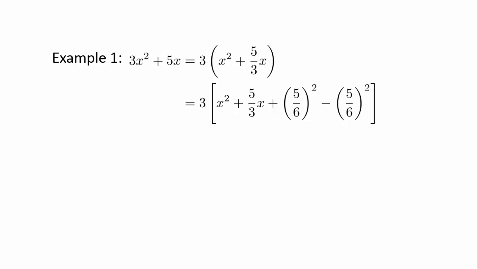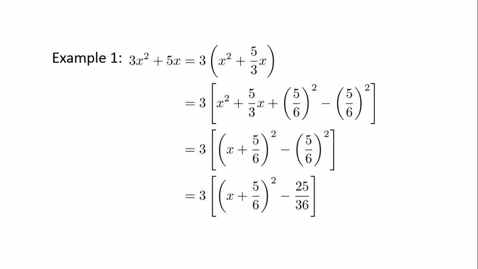Now the first 3 terms form the area of a huge square, and we can write it in the perfect square form in terms of the side squared. The side of the huge square is going to be x plus 5 over 6. Now we get x plus 5 over 6 squared minus 5 over 6 squared inside the bracket. It's almost done. The only thing we need to do is reduce it to the simplest form possible, so we square 5 over 6 to get 25 over 36.